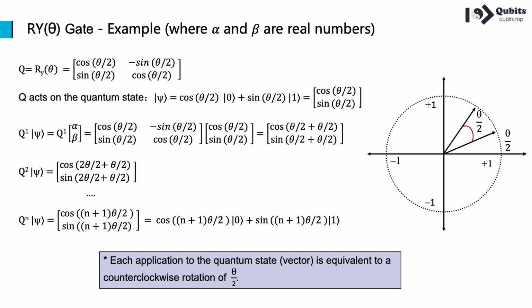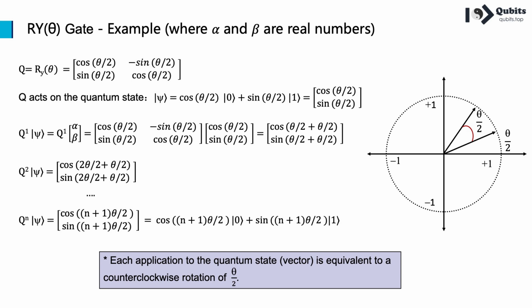When the RY gate is applied multiple times to a quantum state with real coefficients, the resulting state undergoes a sequence of rotations around the y-axis of the Bloch sphere by angles that are proportional to the rotation angle of the gate. Specifically, each application of the gate corresponds to a counterclockwise rotation of the state by an angle of theta over 2. As a result, the state vector traces out a path on the surface of the Bloch sphere, which can be visualized as a spiral staircase-like shape, with each step representing the rotation caused by the gate.